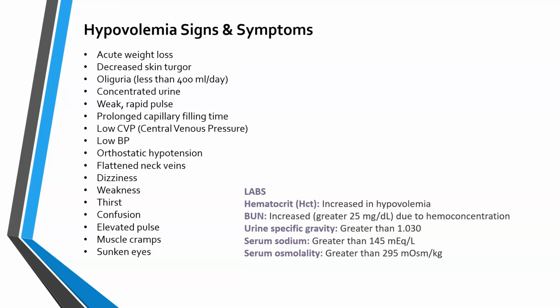Lab values will see an increase in hypovolemia. BUN will increase due to the hemoconcentration. You'll have a high urine-specific gravity, again due to concentration. Serum sodium greater than 145, and serum osmolarity greater than 295. And remember, again, this is looking at concentration of solutes with the osmolarity. So if a person has less fluid on board, they're going to have a higher osmolarity.